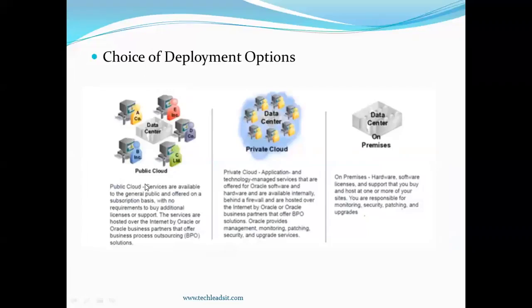Here we have the public cloud, the private cloud, and the on-premise applications. These three models are available. You are very familiar with on-premise applications, which is whatever is working on the EBS side. On-premise applications are the hardware, software, licenses, and supports that you buy and host in one or more of your sites. You are responsible for monitoring, security, patching, and upgrades.